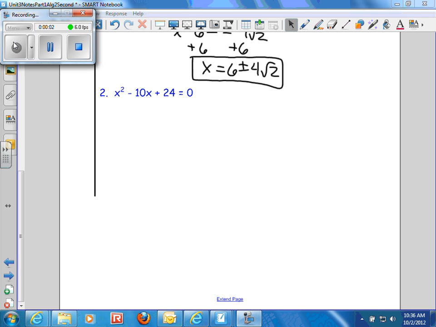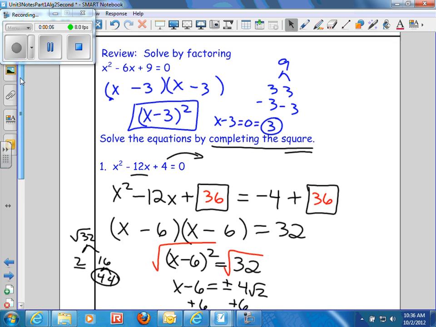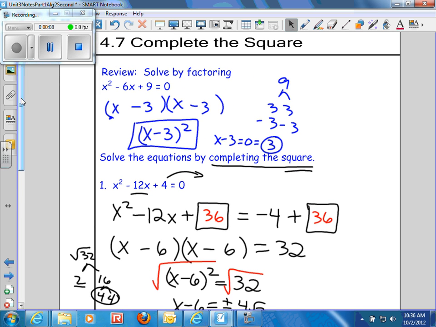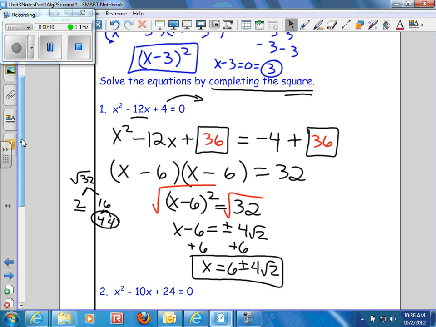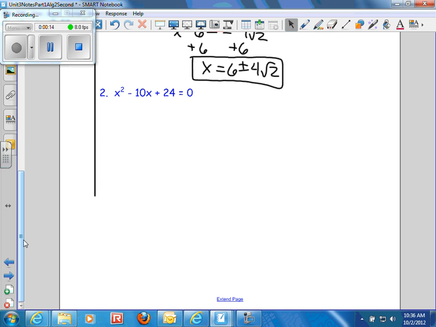All right, this is on our completing the square notes, section 4.7, like this at the top. 4.7, completing the square. It says solve the equations by completing the square. We already did the first one. We're going to look at problem number 2 now.